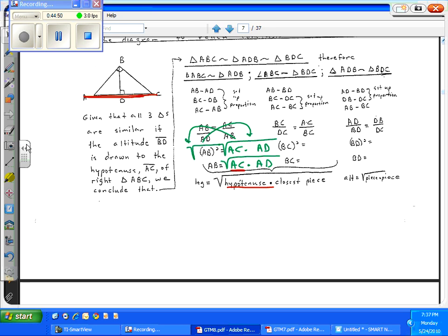AC is the hypotenuse. AD is the closest piece to AB. So the one leg AB comes out to be equal to the square root of the hypotenuse times the piece of the hypotenuse closest to that. Okay?